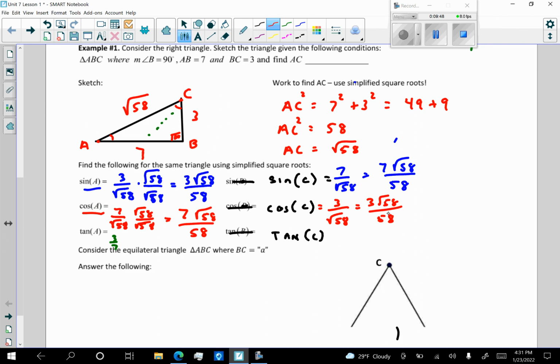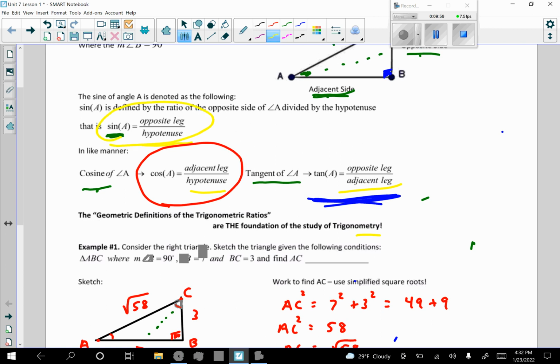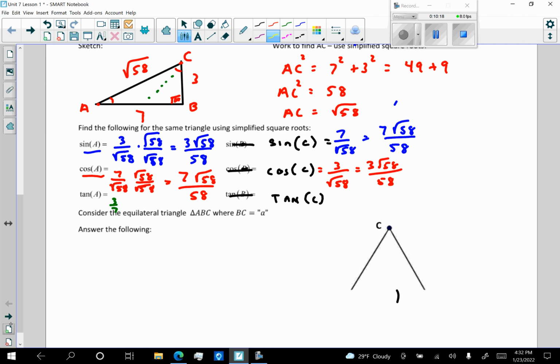And if I want to find the tangent of C, looking up here at my definitions, it's imperative that you know these definitions well. These definitions you will have to memorize if you do not already have them memorized from your study in geometry. Okay, so the tangent is the opposite leg over the adjacent. The opposite is 7. What's the adjacent? 3. So that's 7/3.